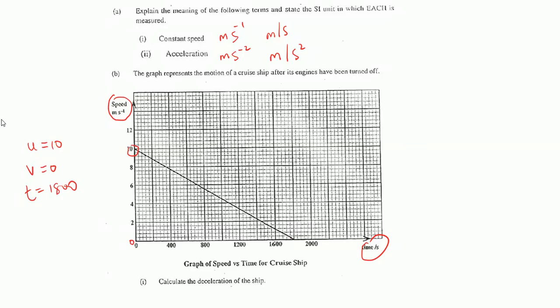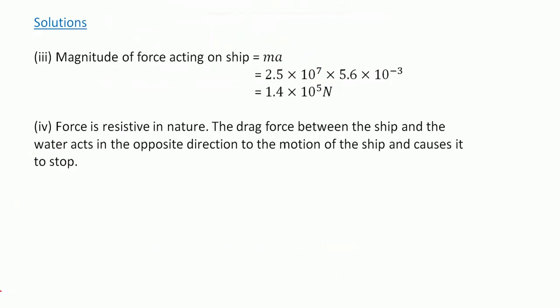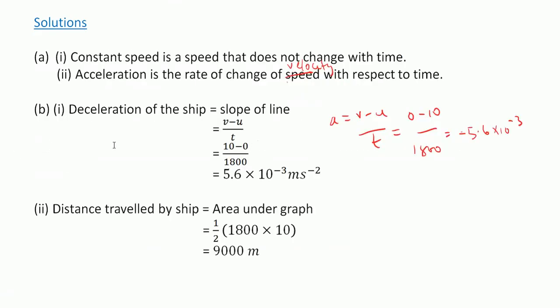Now the second part asks to calculate the distance the ship travels while decelerating. So we have a speed time graph. So therefore we can determine the distance traveled by finding the area under the graph. Now if you look at the graph, this shape is simply a triangle. So we can find the area under the triangle here, and that will give us a half base by height, which is a half multiplied by 1800 seconds multiplied by 10, which gives us 9,000 meters. Okay.